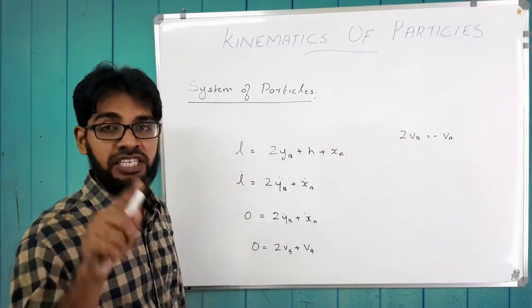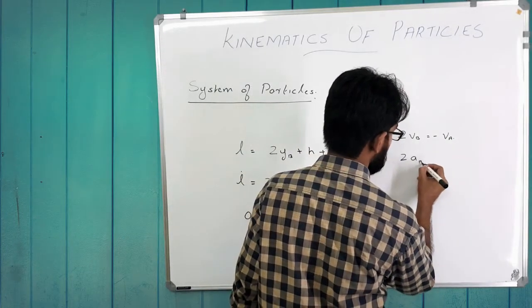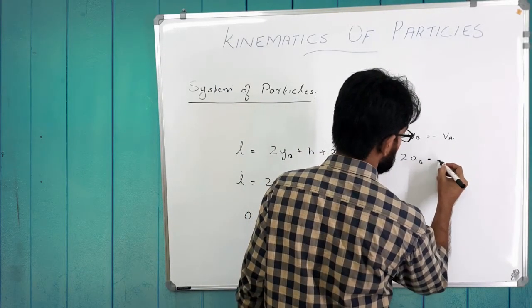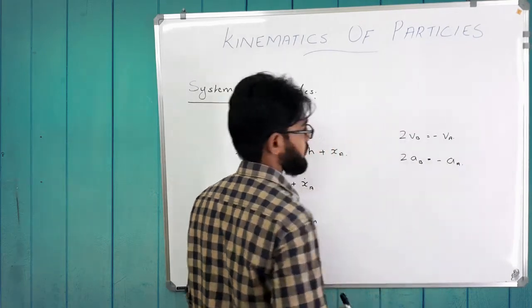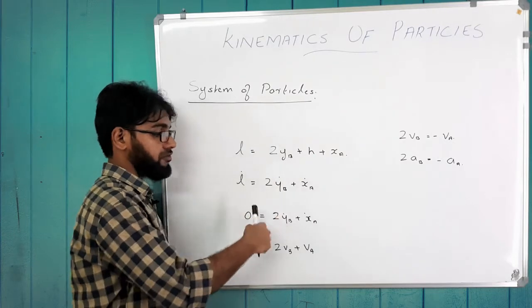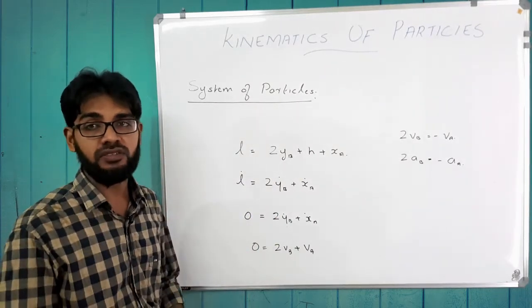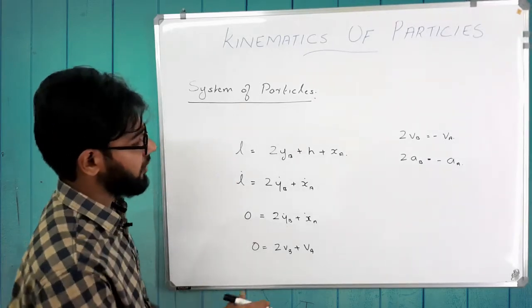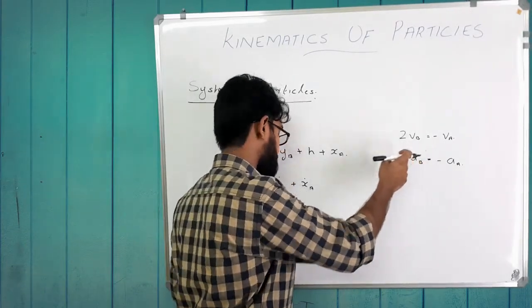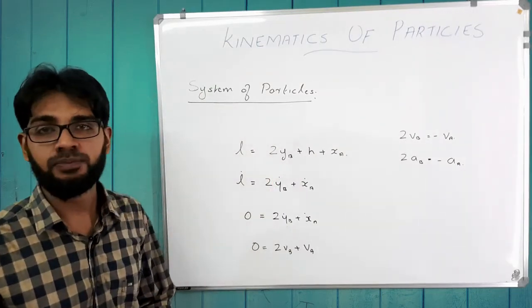If I differentiate it once again, I would get 2Ab equals minus Aa. Now remember one thing here, I am expressing all of these in terms of the scalars and not vectors. I am expressing all of these terms, whether it is acceleration, velocity, or the position, in terms of the scalars.